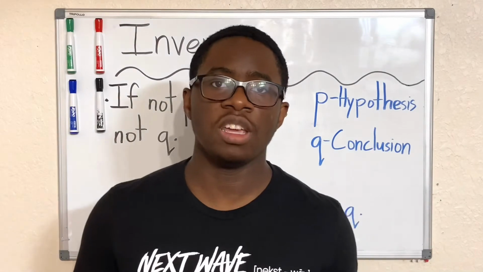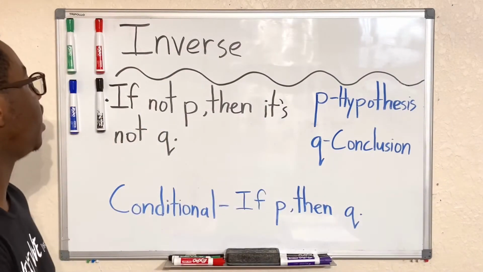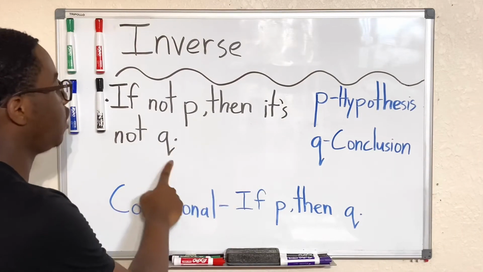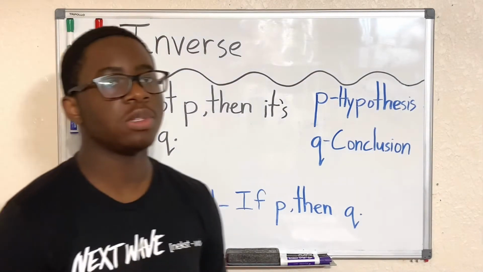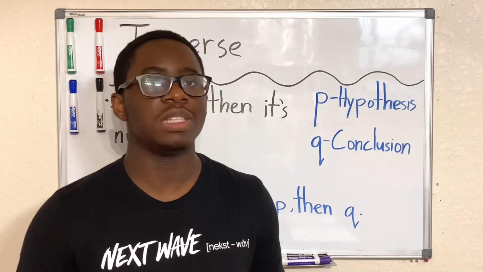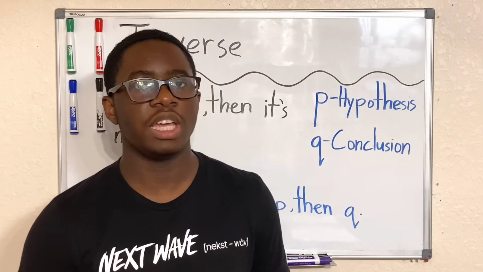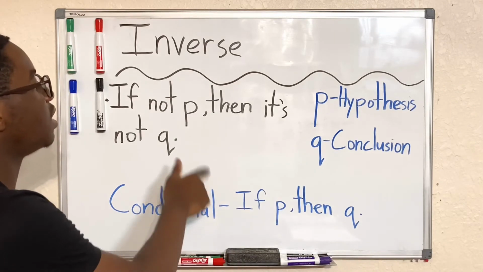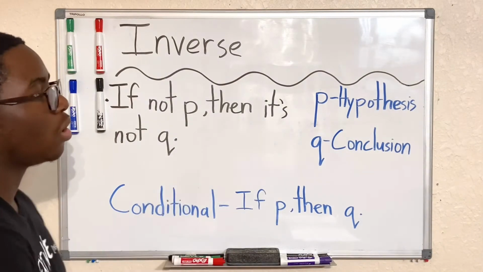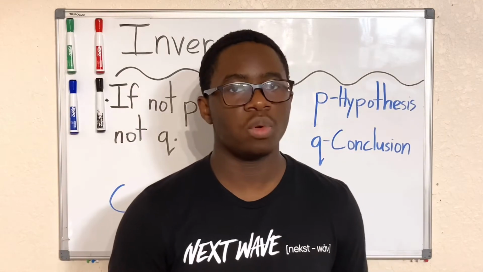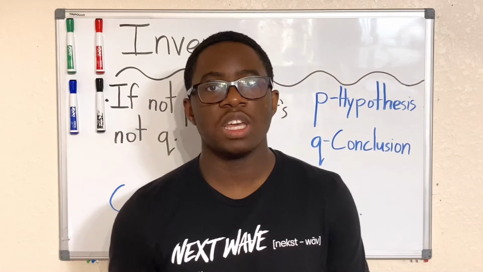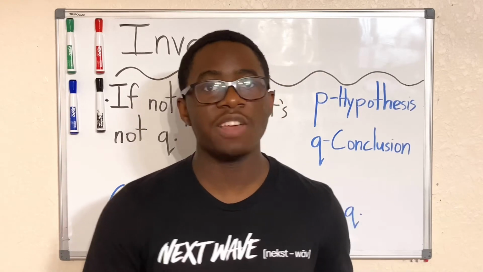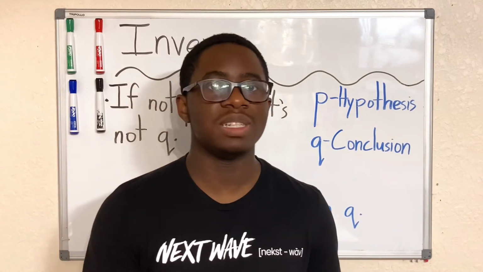Now let's take a look at the inverse. Here you can see the inverse says, if not P, then not Q. The only difference between an inverse and a conditional is the not. That means it's negated. So if P, then Q is our conditional, but our inverse is if not P, then not Q. Going back to the example, our conditional statement was, if it's winter time, then it's cold. But our inverse would say, if it's not winter time, then it's not cold.